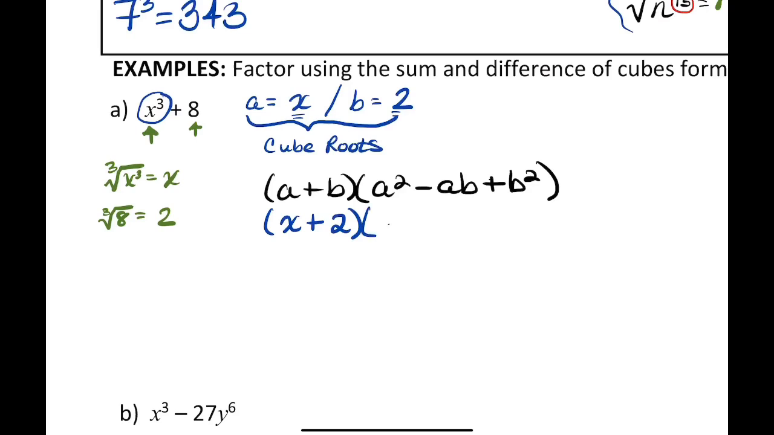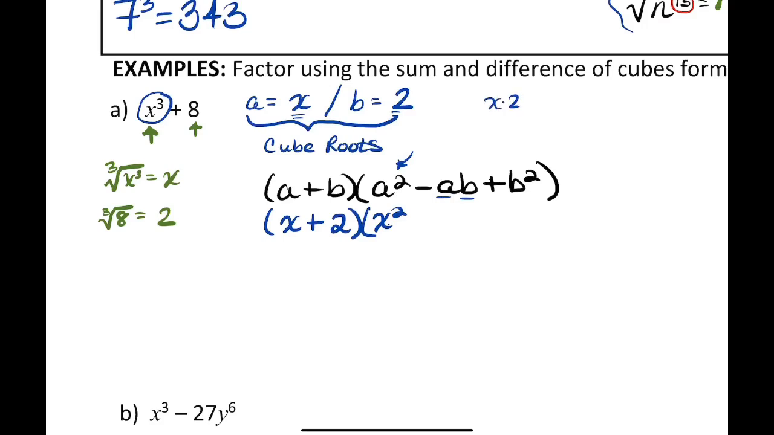Now this one right here says a squared. Now a squared does not mean a times 2. That means x squared, because that's what our a is. Our a is x, so a squared is going to be x squared. Now AB means the product of A and B. So A times B. Now A times B is X times 2.